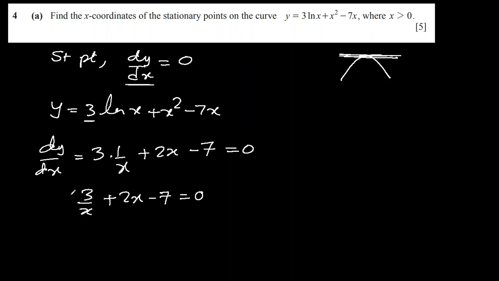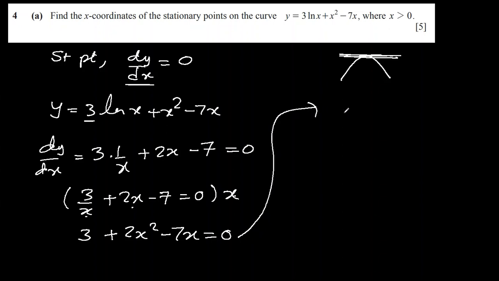This denominator of x is creating trouble, so let's get rid of this by multiplying the whole equation by x. Whole means whole of it, each individual term. So 3 over x multiplied by x, this x cancels out with this x and we are left with just 3. 2x multiplied by x is 2x squared, minus 7x equal to 0, and that becomes a quadratic equation now. 2x squared minus 7x plus 3 equal to 0.